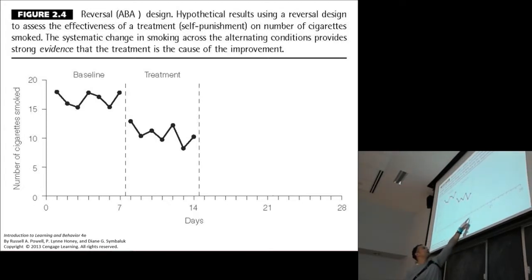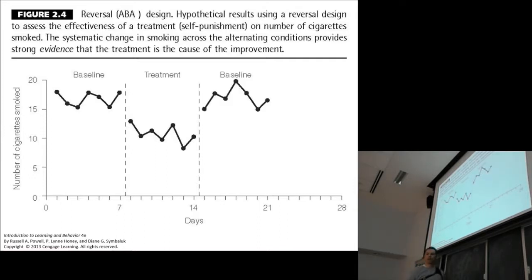So at the end of this treatment week, the person comes back and we say, all right, what I want you to do for the next week is stop ripping up $5 bills. Go back to smoking whenever you want, and no ripping up $5 bills for the rest of the week. So you go back to baseline and you see what happens.